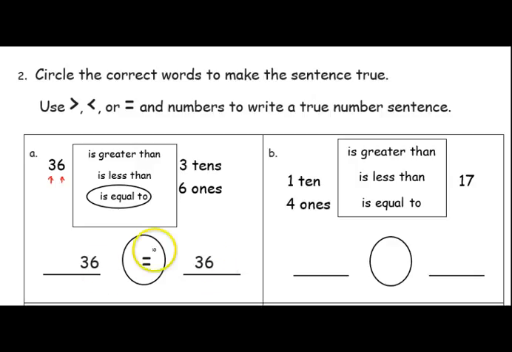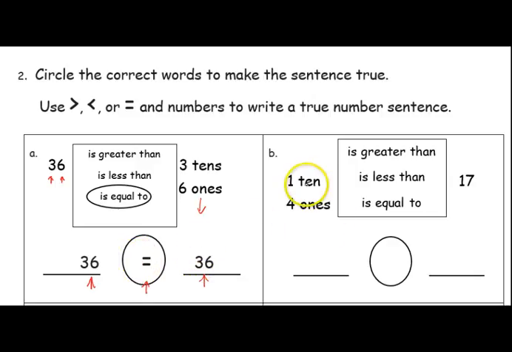To write the number statement, I would write 36, and I will use the equal symbol and write the standard form of the second number. Since 3 tens and 6 ones is the same as 36, I wrote that in standard form. I would read this as 36 is equal to 36.